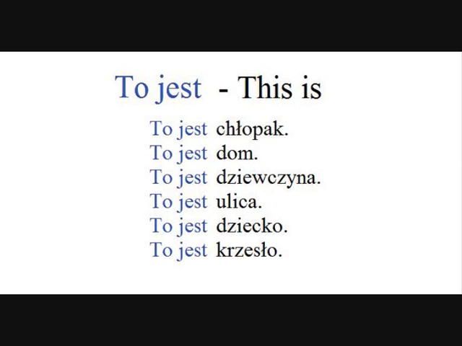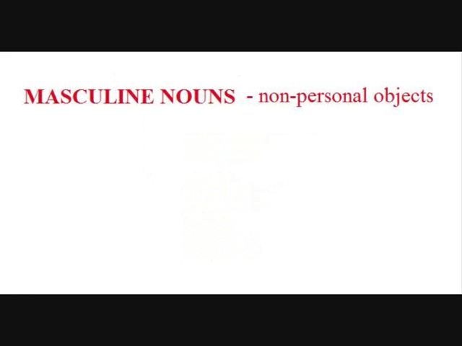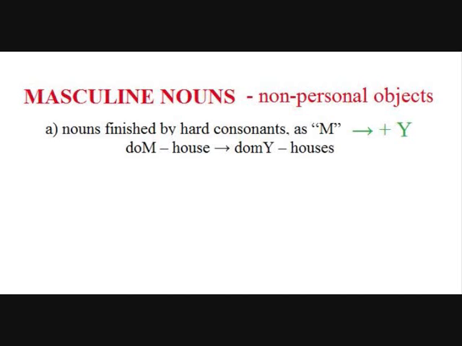Is there any rule that describes the creation of the plural of a noun in nominativo? Of course there is. Unfortunately, you have to remember that Polish is a tricky language and there are many exceptions to any rules. For the beginning, let's look at the masculine nouns describing non-personal objects. For example, nouns ending in hard consonants such as m usually add the letter y. And voila, you have a plural.